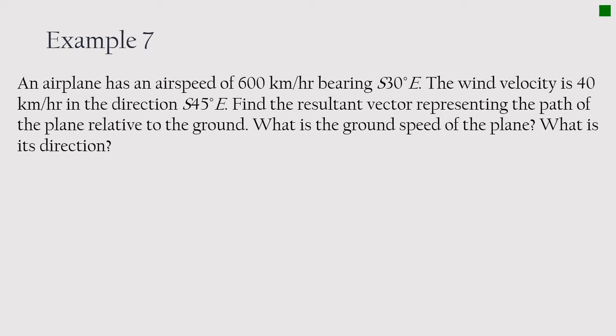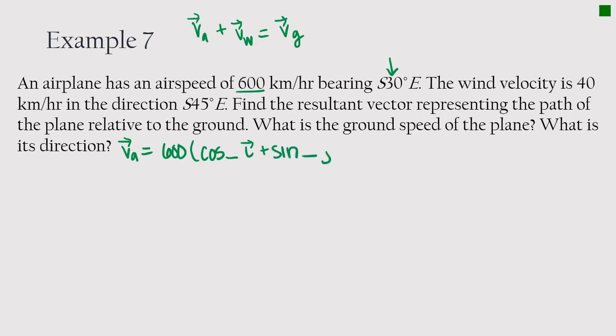Okay, so we learned before taking the vector of the airspeed plus the vector of the wind speed equals the vector of the ground speed. All right, so we need to first figure out what the ground speed vector is. So we know the vector of the airspeed is going to be taking that 600 kilometers per hour. So there's your magnitude. All right, now I need to figure out where exactly that is on the unit circle, because this is going to be cosine of some angle i plus sine of some angle j. I need to figure out what that angle is.